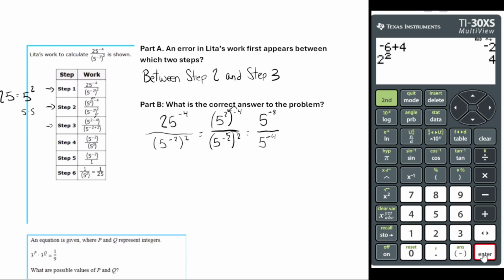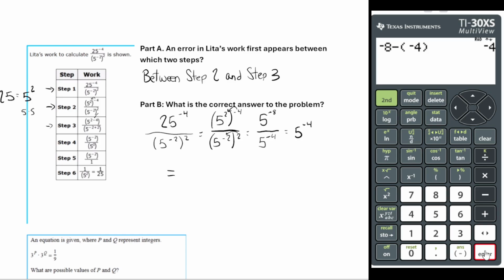So, now we're left with quotient rule. In this case, we're going to subtract our exponents. So what I'm going to do is very carefully type this in my calculator. Negative 8 minus parentheses negative 4. You always want to put the negative 4 in parentheses, because if you put minus negative, the calculator is going to get very upset at you. So you put that in. It gives you negative 4. So that's 5 to the negative 4.